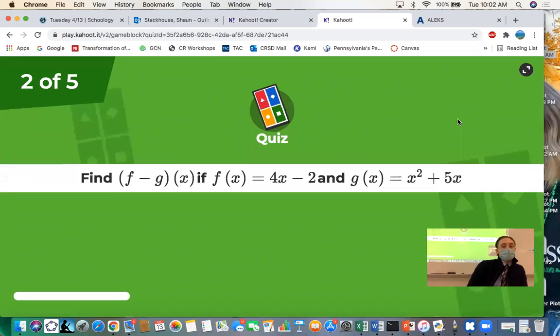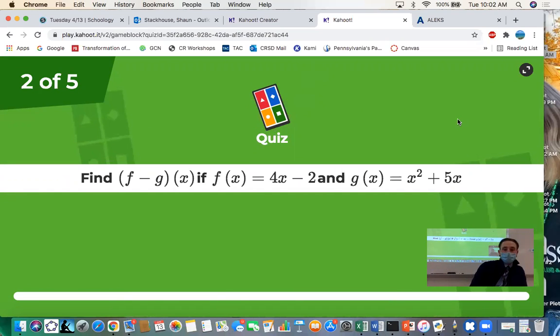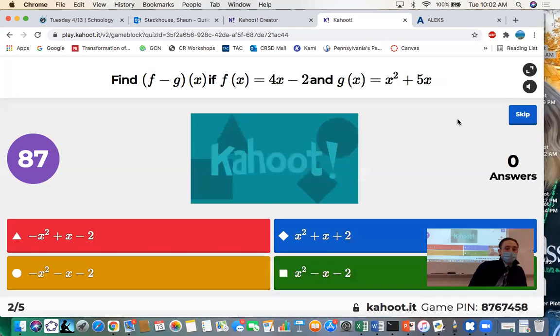Question 2, now we're doing subtraction. Remember what we talked about when we were going over this? And you have a minute and a half to do this, by the way. Make sure that you're distributing that negative to each term in the second function, right? Then combining like terms.